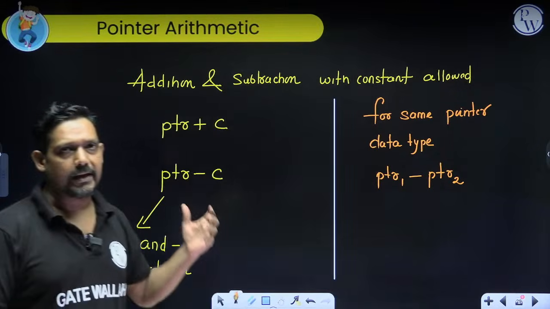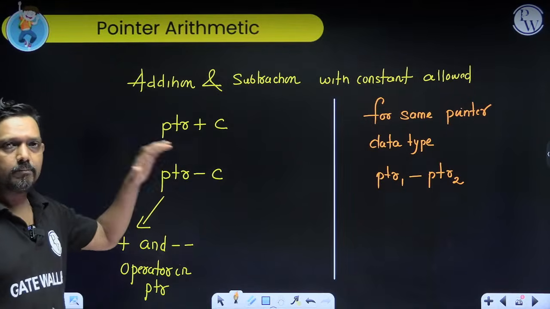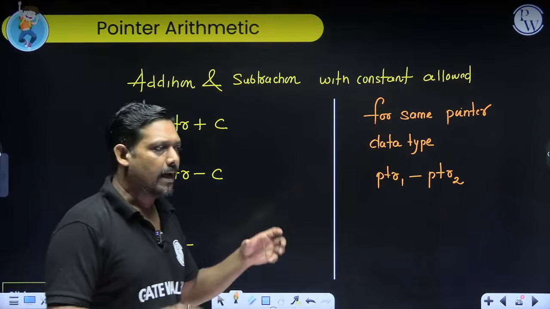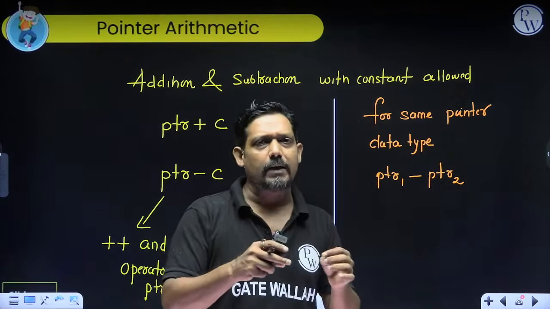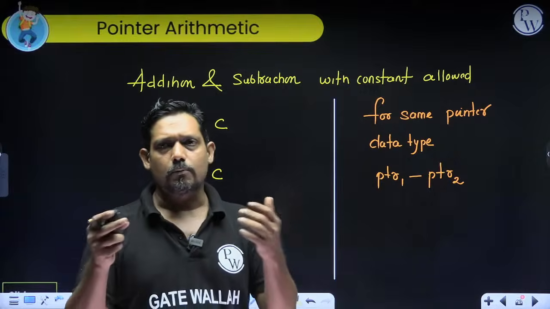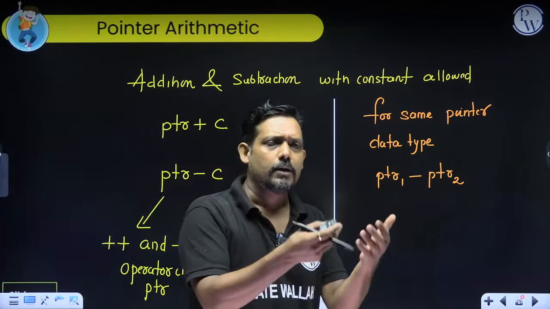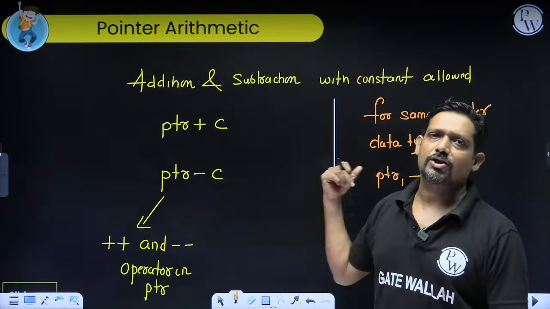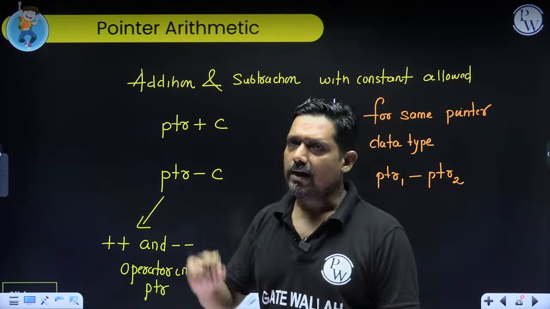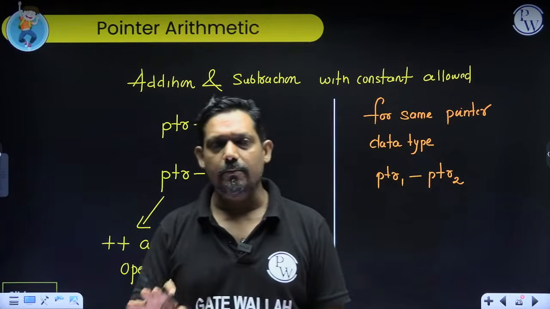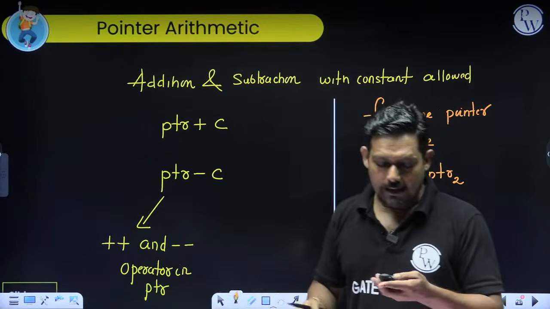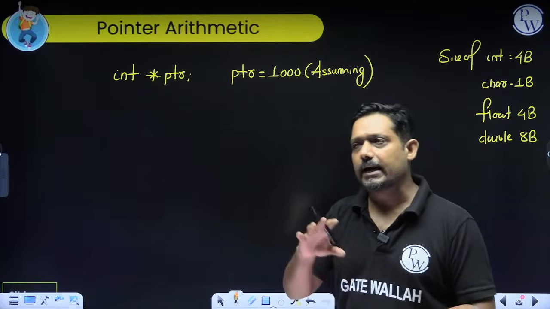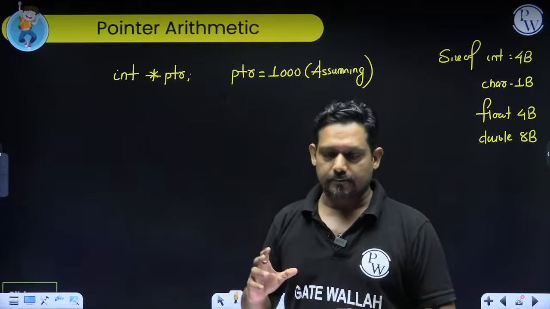In C we can do addition and subtraction with pointers, and we can apply the plus plus and minus minus operators. If the two pointers are compatible, in the sense that both are integer, both are character, or both are float, then I can happily do the subtraction of them as well. So this is allowed.